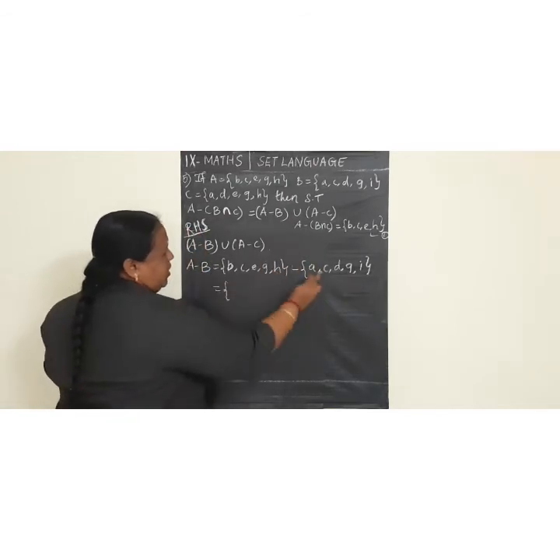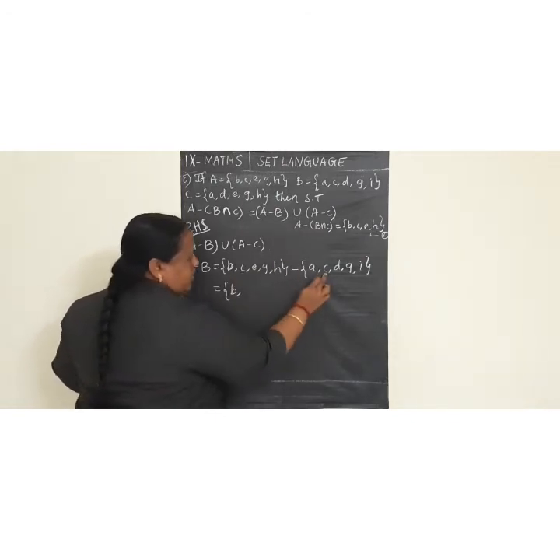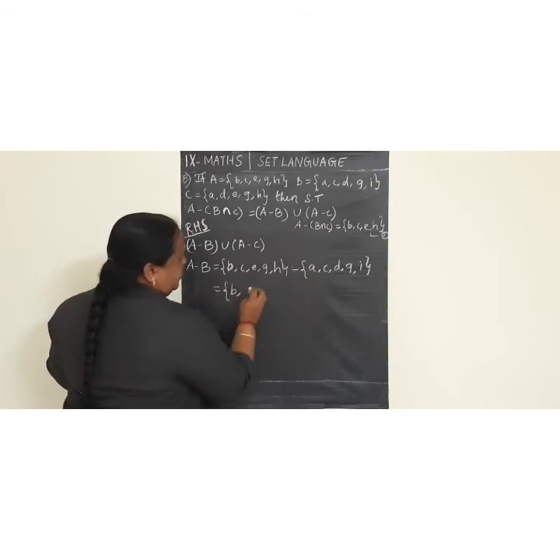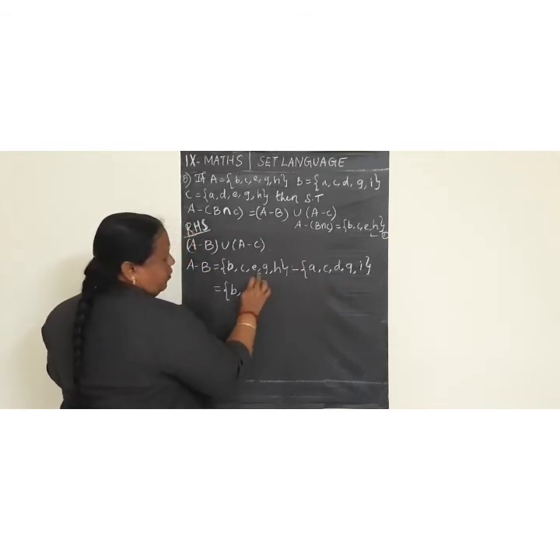The first element is B. B is not present there, so we write B. Second element is C. C is present there, so we won't write that one. Next element is E. E is not present, so we write E. Next element is G. G is also present there, so we won't write that one.